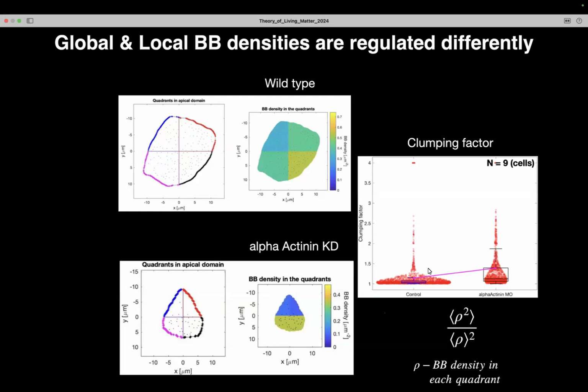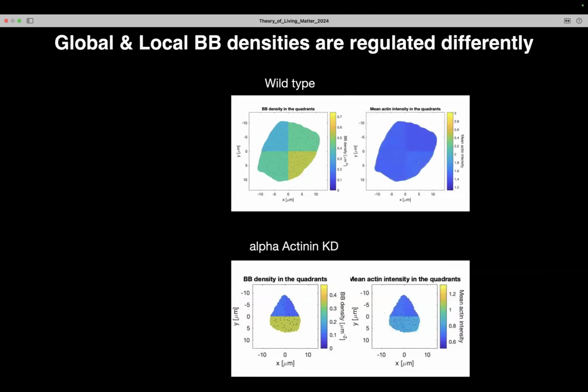So again, we can see here if we plot, in that case, the variance of the density of basal bodies per the mean density of basal bodies. And if you plot this parameter from the entire time points, we can see that there's a difference, meaning that there is indeed a clamping of basal bodies in the condition in which we knock down alpha-actin 1.